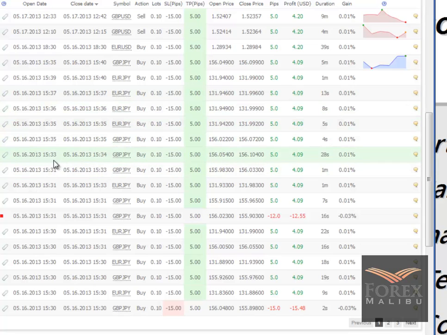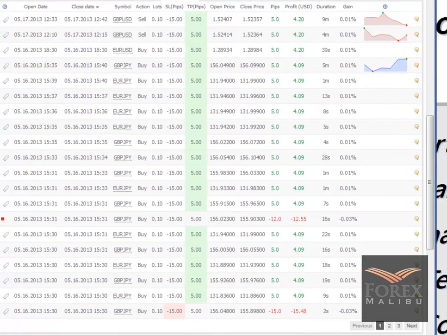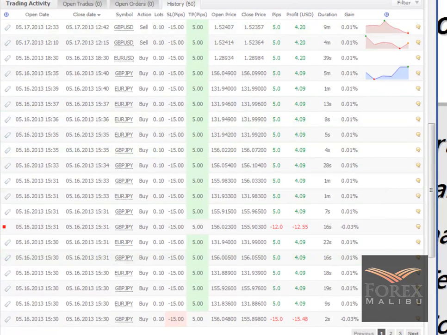So look at this. On Euro Yen, 1, 2, 3, 4 trades within 5 minutes, it pulled 5, 10, 15, 20 pips. That's what I call the rapid fire setting. So that is a 15-minute trend. That's one group of settings.